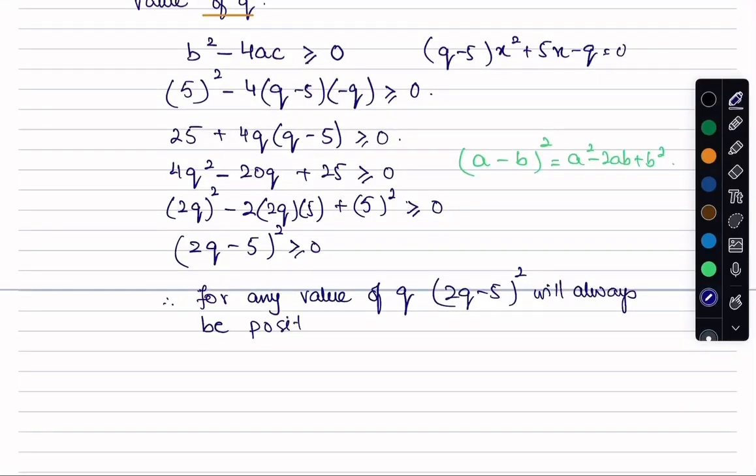giving us real roots. Therefore, for any value of q, (2q minus 5) the whole squared will always be positive, giving us real roots, and therefore it's proved that for any value of q, the quadratic equation will always have real roots here.